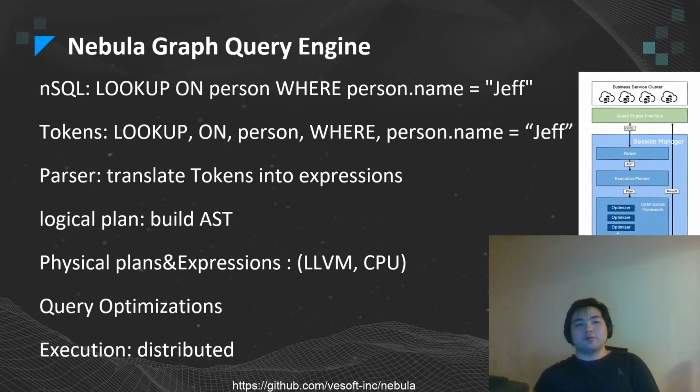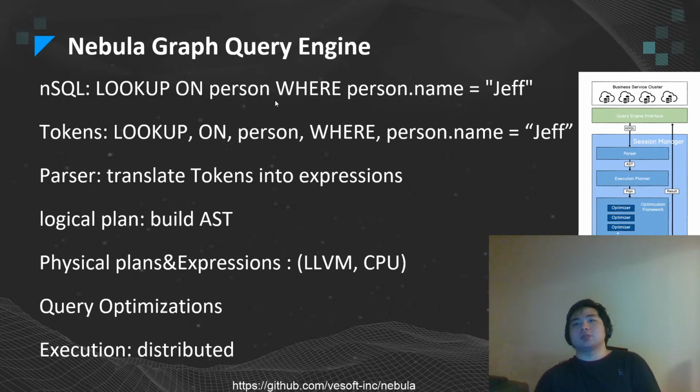In general, if we have a Nebula query, let's use, for example, finding the people whose name is Jeff. That is a simple query. Rather, that is how humans read queries, but not how machines read them. Machines generally run a query through several parts. And firstly, it will run the lexer and parser.